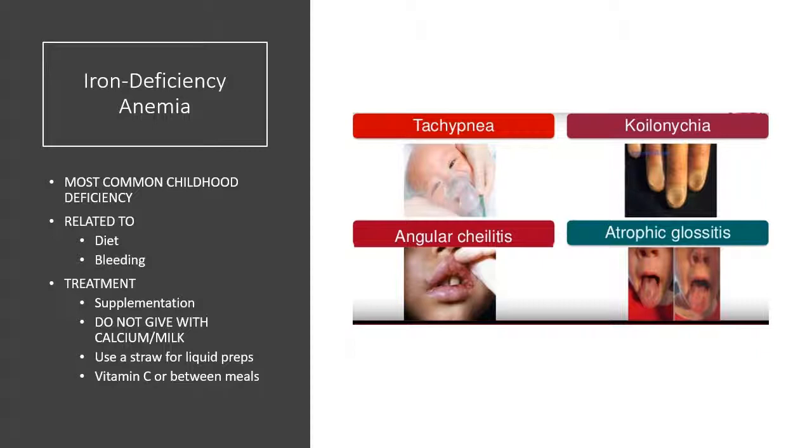You see here some common signs and symptoms of iron deficiency anemia. So an elevated respiratory rate because there's poor oxygen carrying capacity. Koilonychias are a spoon shaping of the fingernails. And then angular cheilitis is kind of a chafing of the lips and the corners of the mouth. Atrophic glossitis is a kind of pink, smooth tongue.